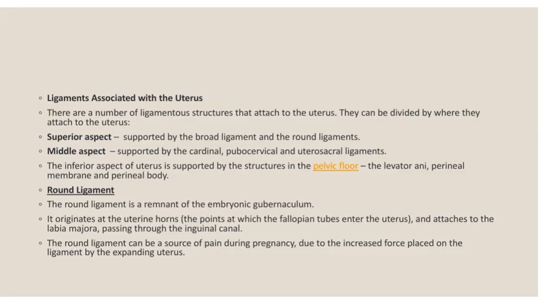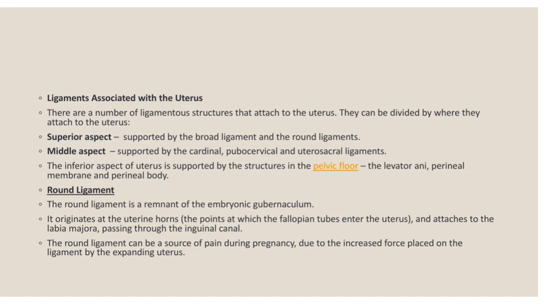Ligaments associated with the uterus. There are a number of ligament structures that attach to the uterus. They can be divided by where they attach to the uterus. Superior aspect: supported by the broad ligament and the round ligament. Middle aspect: supported by the cardinal, pubocervical, and the uterosacral ligaments. The anterior and the inferior aspect of the uterus is supported by the structures of the pelvic floor, the levator ani, perineal membrane, and the perineal body.